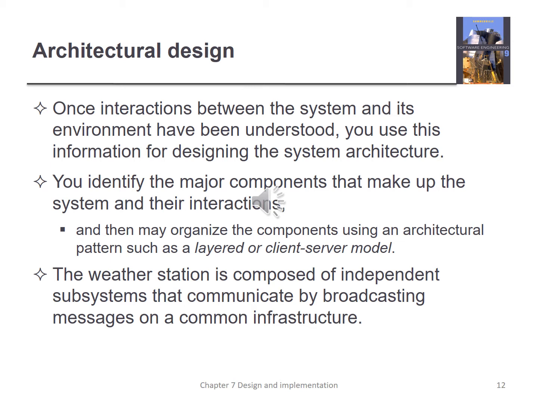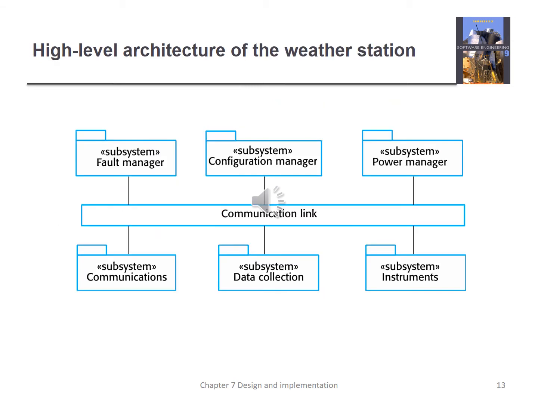So if you look at it this way, since they are going through the satellite, probably we need a network. Probably the design here is going to be like client-server. We'll see. Well, if we look at this high-level architecture, we see the subsystems of the weather station. We have subsystems like fault manager, configuration manager, and power. On the other side, we see data collection, communication, and instrument, and there is a communication link between them. The communication link is really like the internet, or a satellite, or whatever.